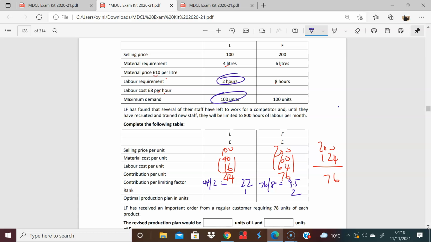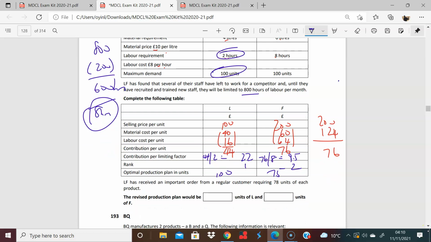We are only trying to produce 100 units, so we need 200 hours. So you can make all of those. If you have a total of 800 hours and you've used 200, you have 600 hours left, because it tells you that you only have 800 hours. If you need 8 hours to make 1 unit of F, then 600 divided by 8 is equal to 75. So you can make 75 units of F, and that's how you deal with this.